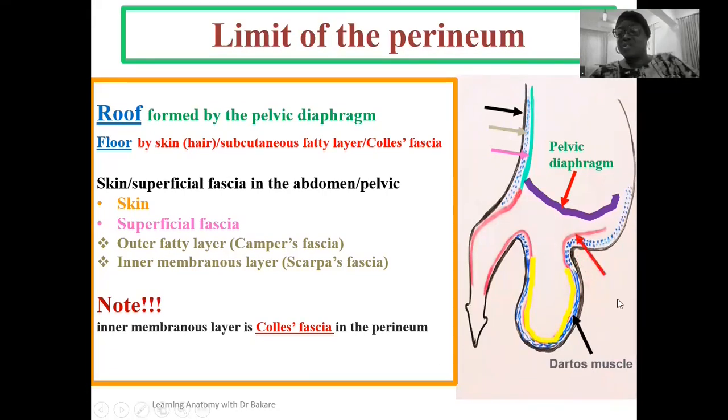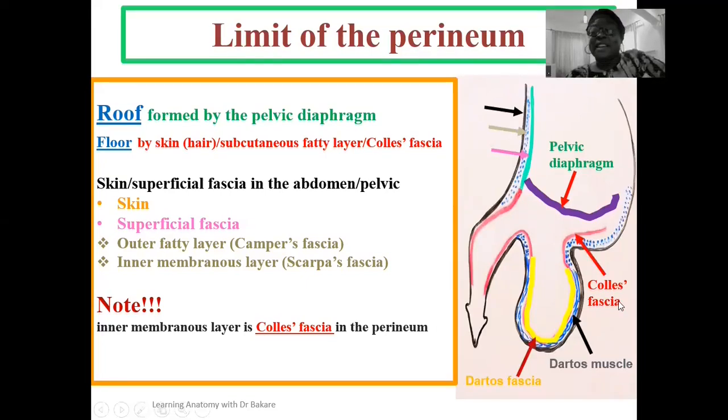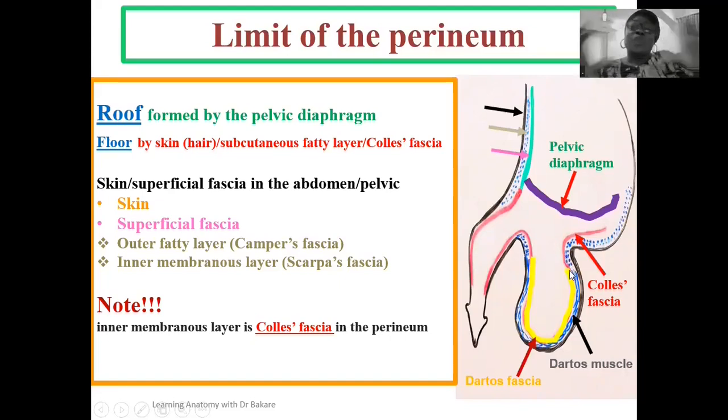And this is what is indicated here at this point. So in the perineal region, it's given different names. This is where we have the Colles' fascia, as a replacement of Scarpa's fascia in the abdominal region. Also, within the scrotal region, this Colles' fascia is specifically referred to as the dartos fascia. This is what is highlighted in yellow. The Colles' fascia also extends to the scrotal region, but in this region it is referred to as dartos fascia.